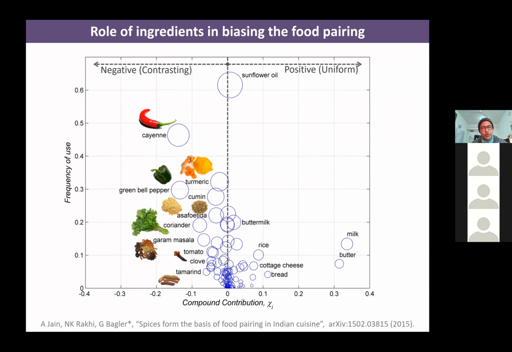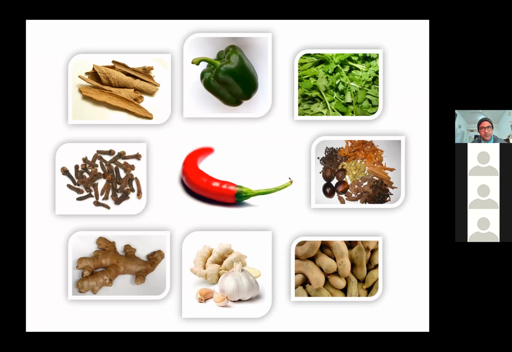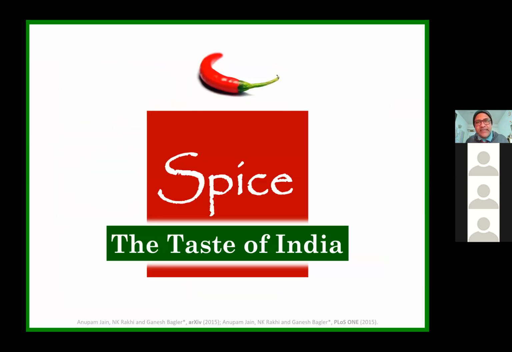All of these turned out to be among the top 10 ingredients apart from tomato, which contributed towards a food pairing pattern that has been observed in the Indian cuisine, suggesting that spices indeed are key contributors towards the idiosyncratic food pairing pattern that is observed in the context of Indian cuisine. We made this spoof on an Indian brand, so to say that spice is the taste of India, therefore, it actually characterizes the taste of Indian cuisine. That's what we concluded based on our experiments that we had done so far.